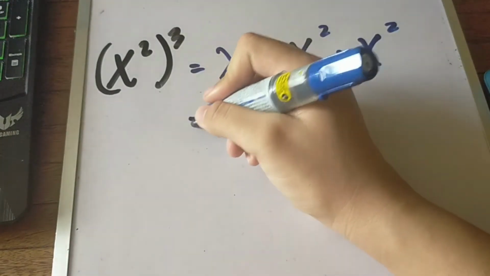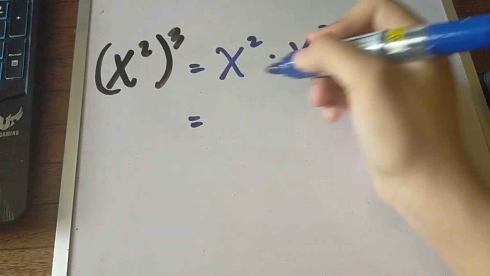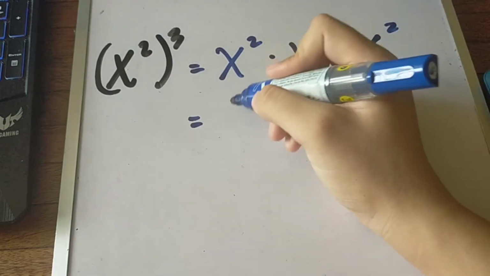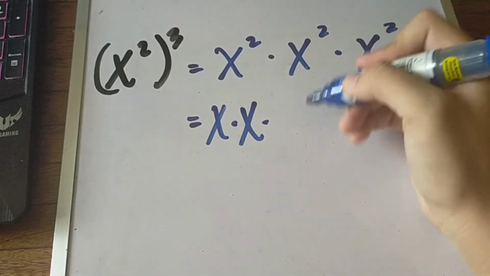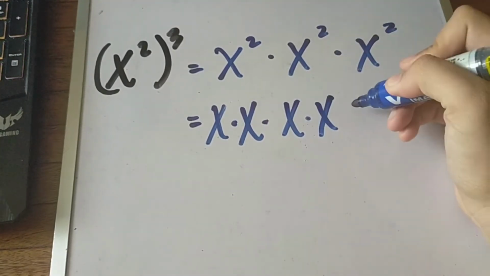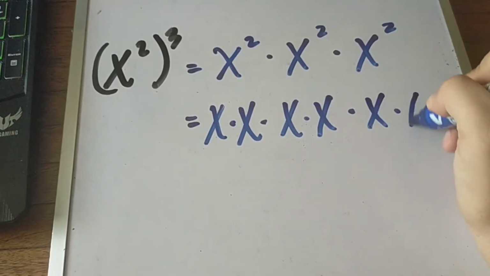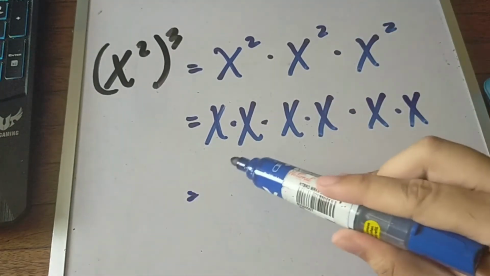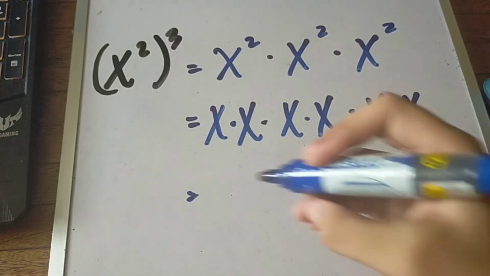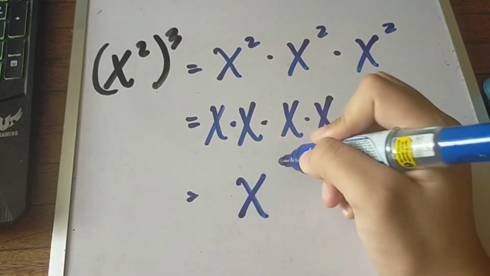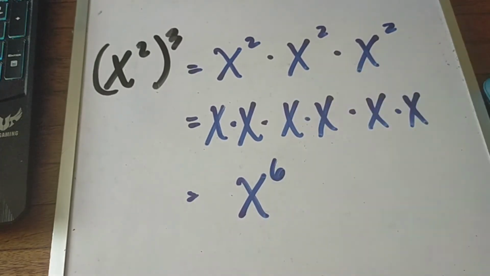So, we can just simply identify how many x do we have here. So, we have x times x, kasi dalawa yung x niya. Ito din, x times x, and we have x times x. Knowing that we have how many x's here, so we have 6 na variable x. Therefore, we can now multiply them all together. We can say we have x raised to 6.